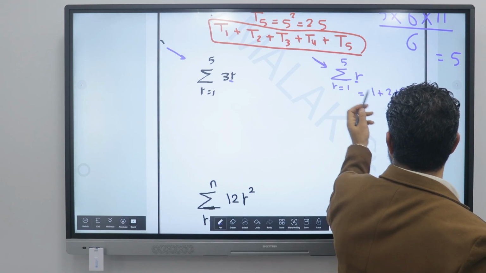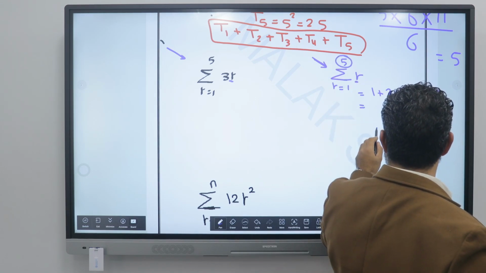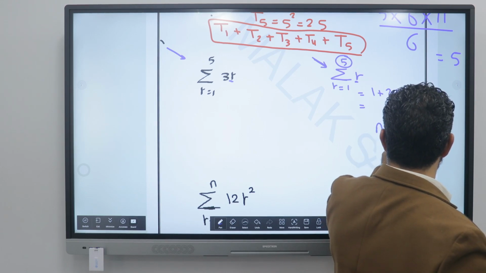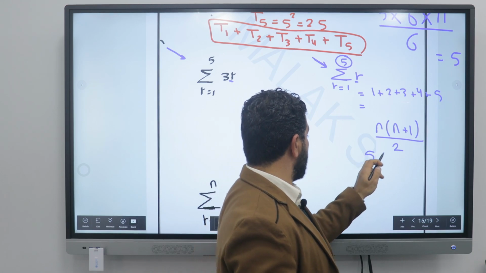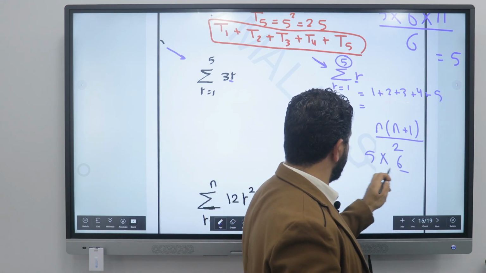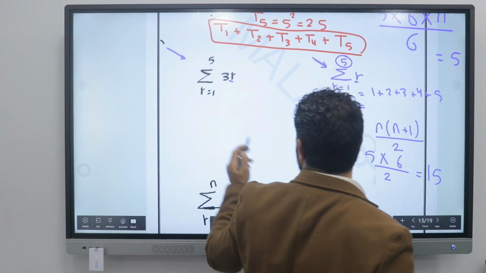So instead of that we can apply the rule. The rule is n multiplied by n plus 1, all divided by 2. So 5 multiplied by 6 divided by 2 gives 15.